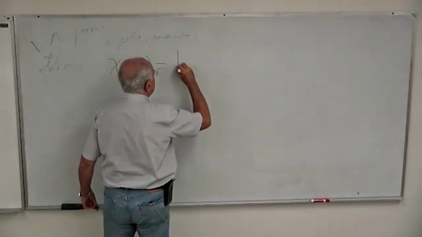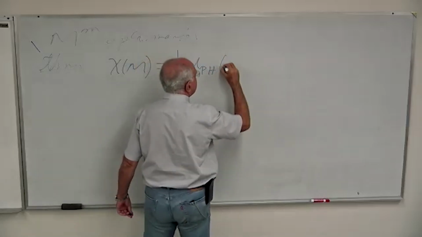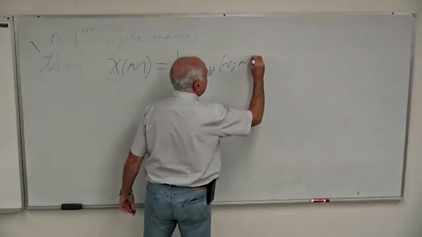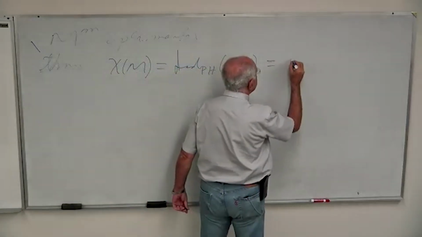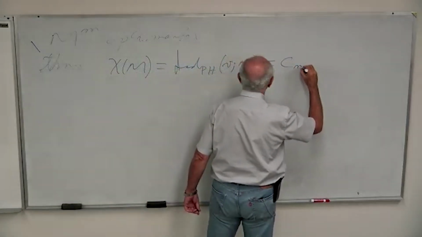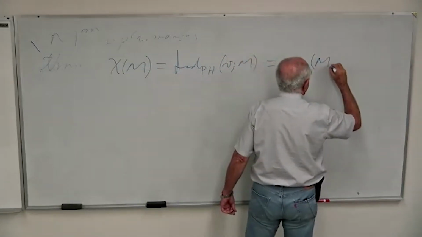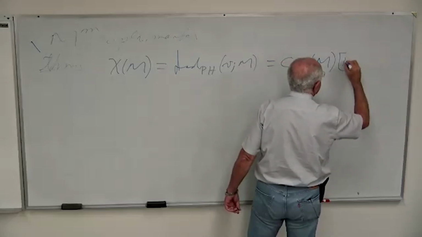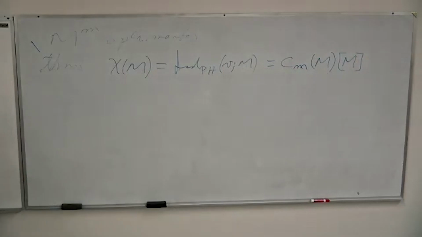So the only characteristic of N is the total Poincaré-Hopf index of any vector field on N with finitely many singularities, and this equals also the top Chern class of N evaluated on the fundamental cycle. Okay, so that's very well known, very elementary.